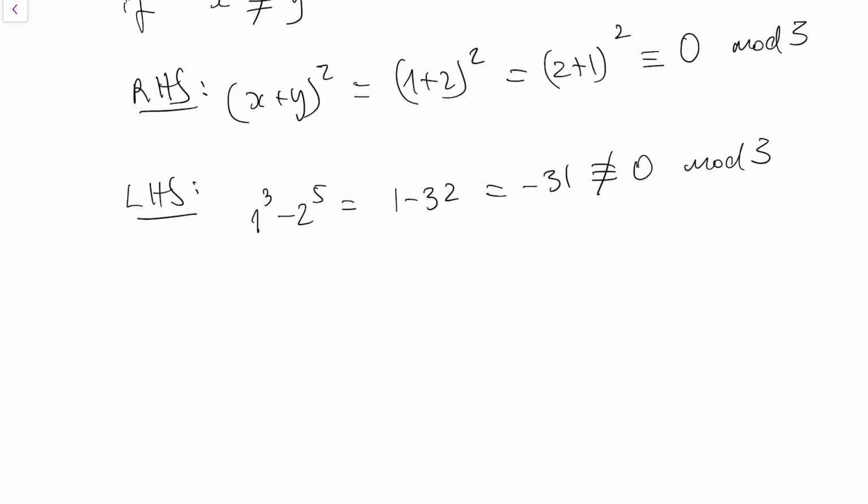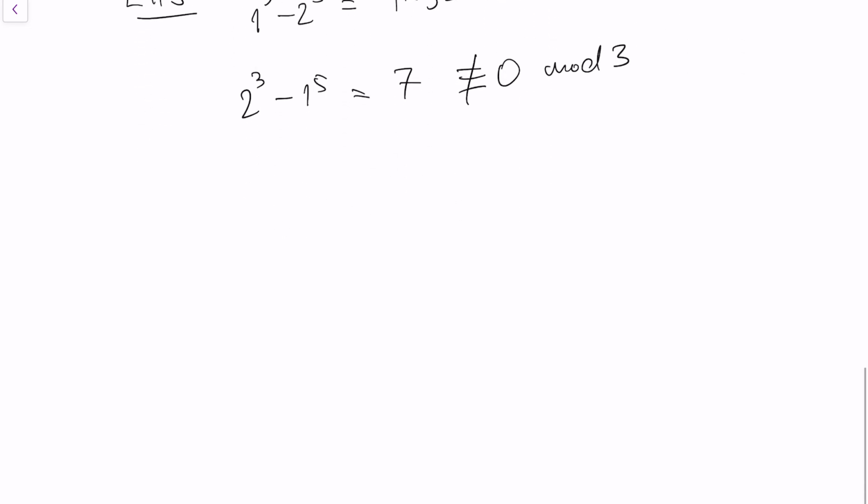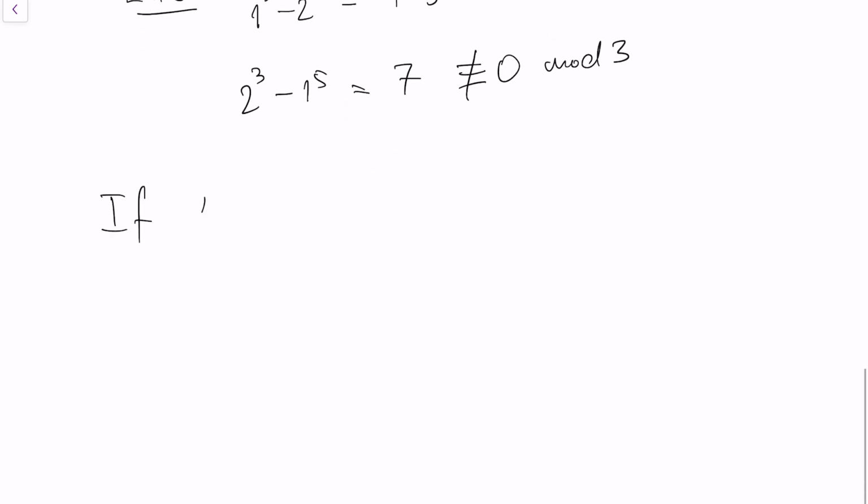If you consider the other possibility, 2, 1, we have 2 cubed minus 1 to the 5, which is equal to 7, which is not equal to 0 in mod 3. Now, if x is 3, then 3 cubed, which is 27, minus y to the 5 is equal to 3 plus y squared.